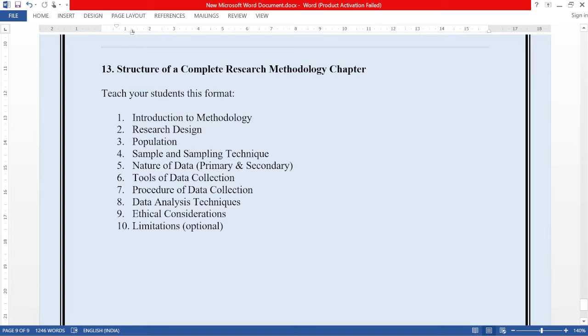The fourth point is sample and sampling technique, then nature and source of data, primary and secondary. We already discussed these. Then tools of data collection, procedure of data collection, data analysis techniques, ethical consideration, and limitations of research methodology. So all these things we have already discussed in the video.